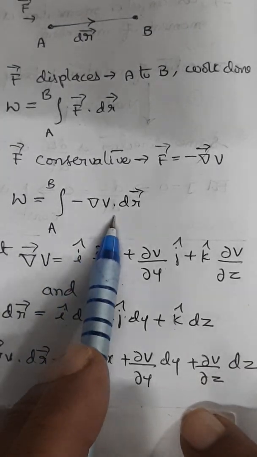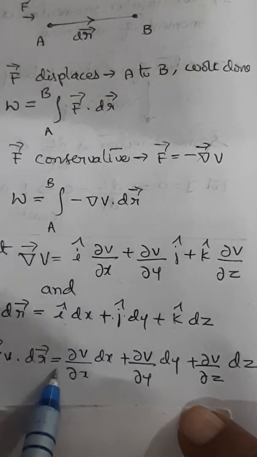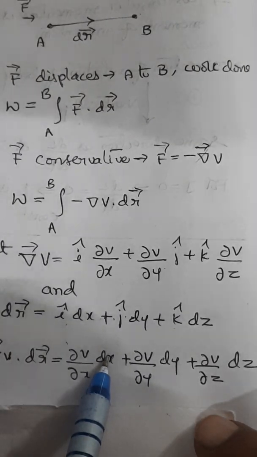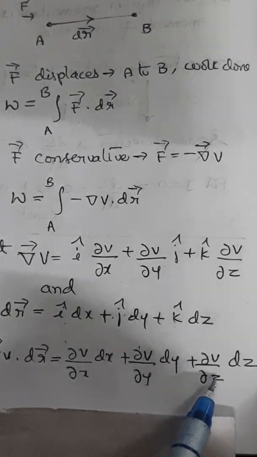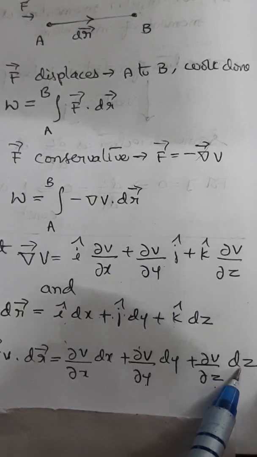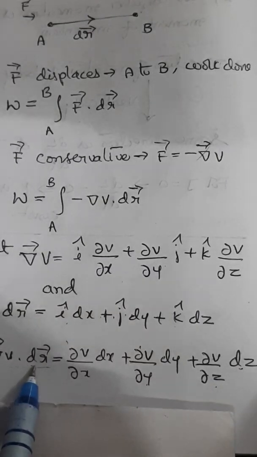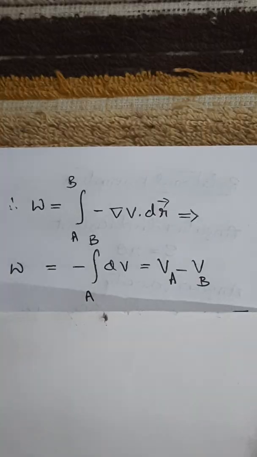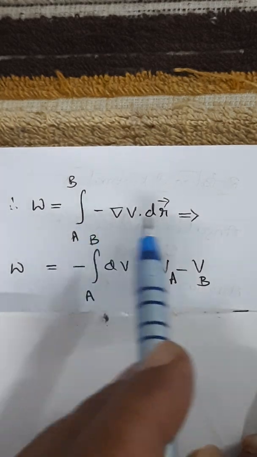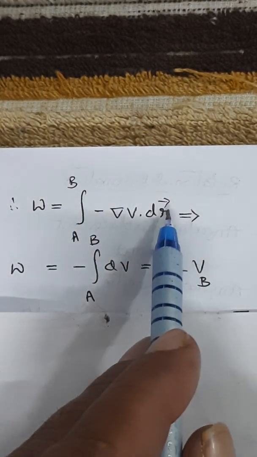Therefore, delta V dot delta R we can write like this: dou V by dou X into dx plus dou V by dou Y into dy plus dou V by dou Z into dz. So this is the value of delta V dot delta R. When we substitute here, the entire differentiation and integration vanishes, so you will be left with integral dV only.